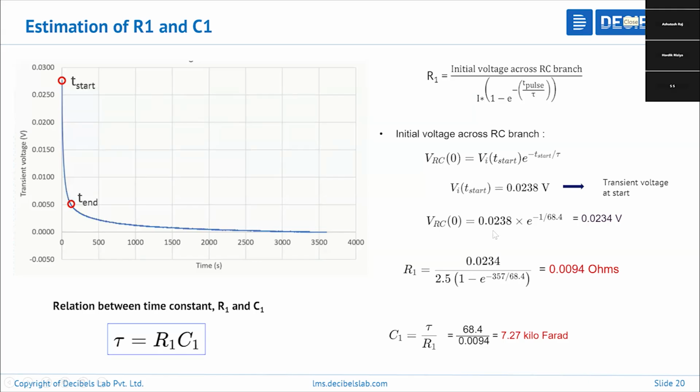So if we put that here along with your time constant, we can see the initial voltage across the RC branch, VRC, is 0.0234 volts. Now when we put this initial voltage across, we can get our R1 resistance, which is around 9 million. Then we already know the time constant relation, R1 C1, and through this relation we can get our C1. So from C1, when we divide the time constant by R1, we get our capacitance value.